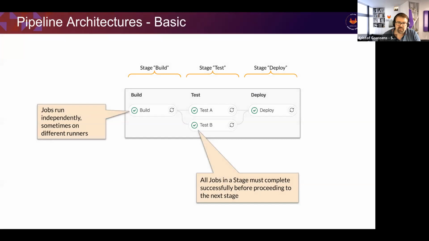So the first pipeline architecture, or basic pipeline architecture, is as follows. At the top level, you will see the different stages that are being defined. And below that, for each stage, you have one or multiple jobs that belong to that stage. By default, all jobs in one stage need to be completed before moving towards the next stage. Within the stage itself, by default, all the different jobs are running in parallel.